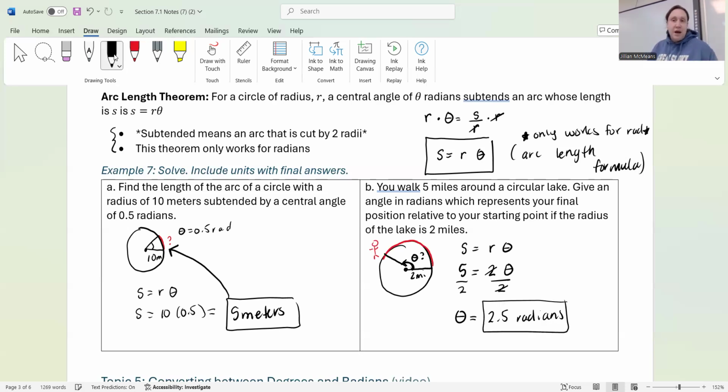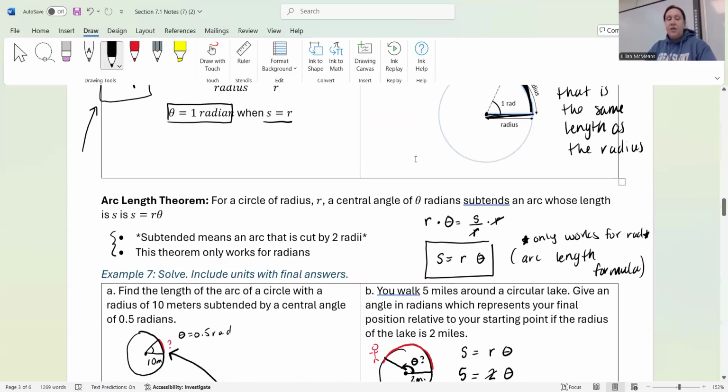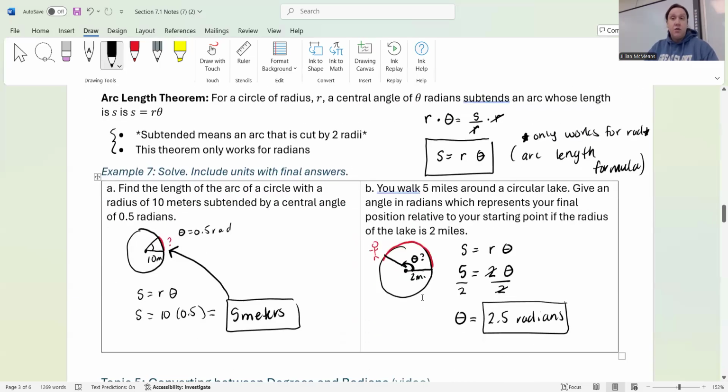Okay, so that is how you use the arc length theorem. Understand what a radian is. It takes a little bit to wrap your head around it, but this visual right here is really, really helpful. Understand how that leads us to this arc length theorem, and then know how to use the arc length formula. Okay.